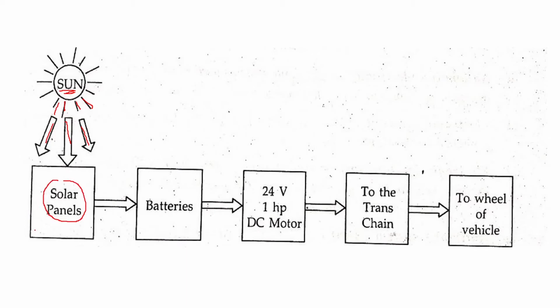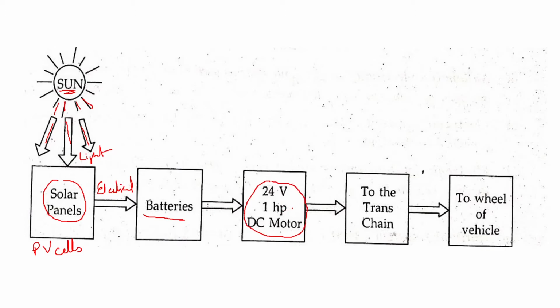Solar panels are nothing but your photovoltaic cells, which will convert the light energy. This light energy is converted into electrical energy. Now that electrical energy is used to charge batteries. And the power from the battery is used to run a 24-volt DC motor of 1 HP, 1 horsepower.